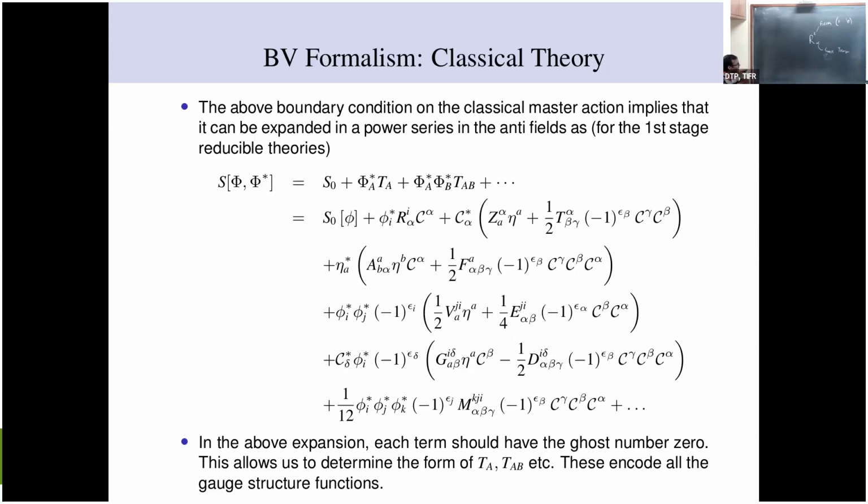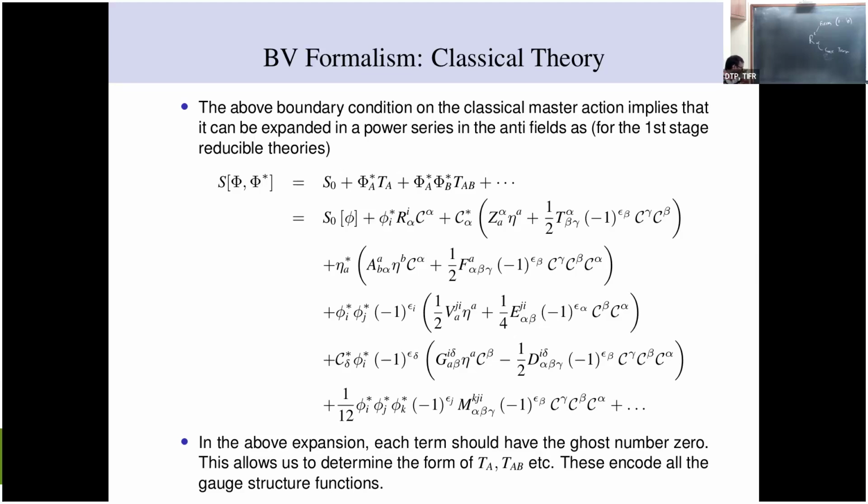If your theory is first stage reducible, then you have S naught of phi, then phi I star, and then some C star, which is an antifield. Then eta A star denotes the anti-ghost variable associated with the second level gauge transformation, and so on. Then you have quadratic pieces, phi star, C star, phi star, and a cubic level phi star, and so on. This is the general structure you can write down, and then you write down all possible ways.